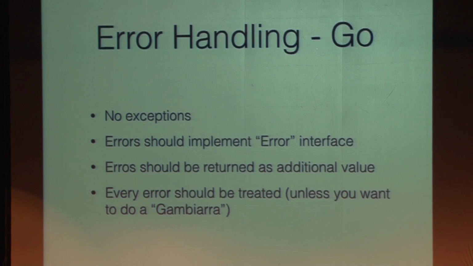In Go, we don't have exceptions. Errors should implement the error interface. Errors should be returned as an additional value to the return of the function. And every error should be treated unless you want to do a gambiarra.